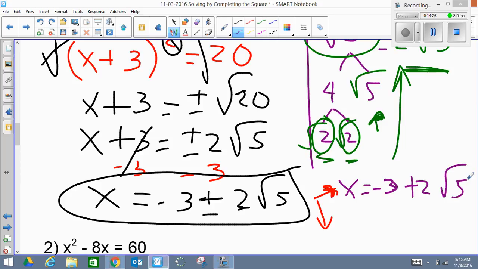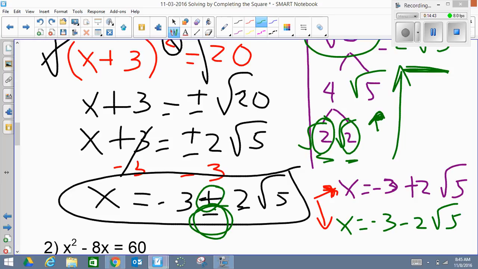So that's one of my first answers. The second answer will be using the other sign. So my 3 is still negative, negative 3. And now I use the minus from the answer. Minus 2 square root of 5. So one answer will be using the plus, and the other answer will be using the minus. And therefore, these will be your 2 answers for the problem. We have the calculator, just use the calculator to solve that.